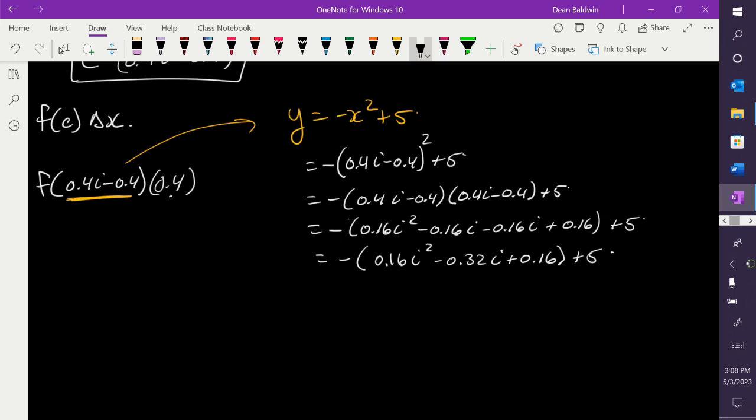Then what do you do with the negative? You can factor 0.16 out. I'm just going to keep it. Go for it. I'm just going to do this.